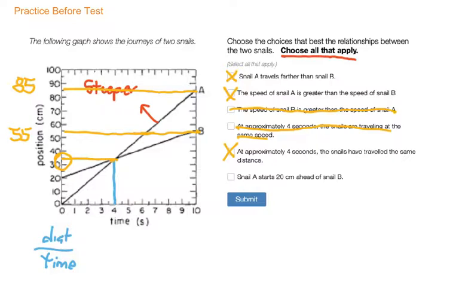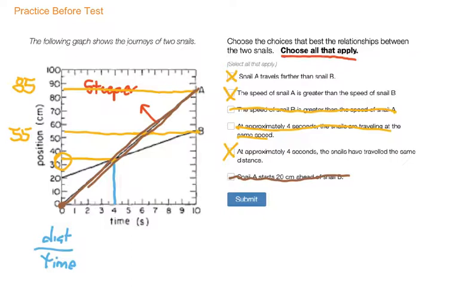Well, take a look. Down here, the brown line that I've just drawn is snail A. Where did they start? They started at 0. They didn't start 20 centimeters ahead of snail B. It was snail B that started that. So this is not true, so I cannot select that.